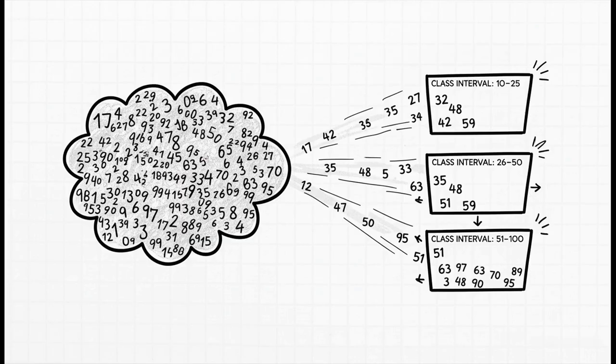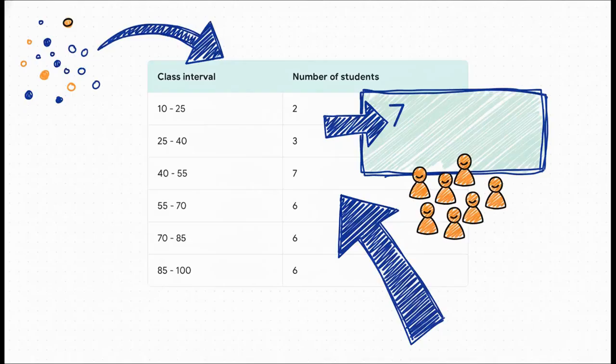So instead of looking at every single score, we start asking questions like, how many students scored between, say, 10 and 25? And boom! Look at the result. All of a sudden, a pattern starts to pop out. You can see right away that the biggest group of students, 7 of them in fact, scored somewhere between 40 and 55. We just went from a messy list to a clean, super readable summary.